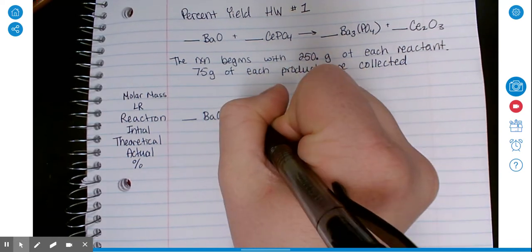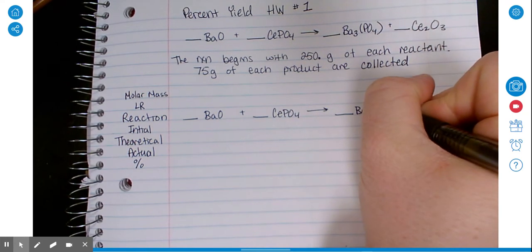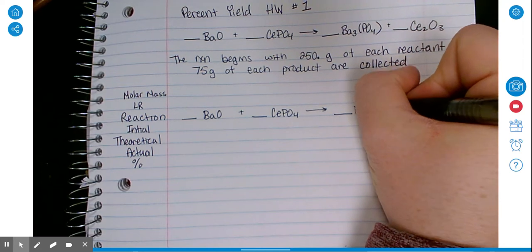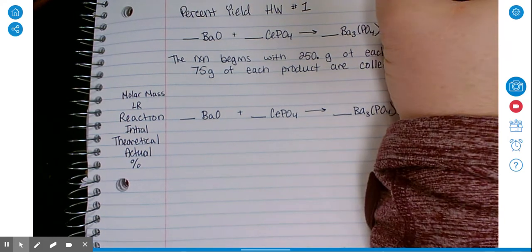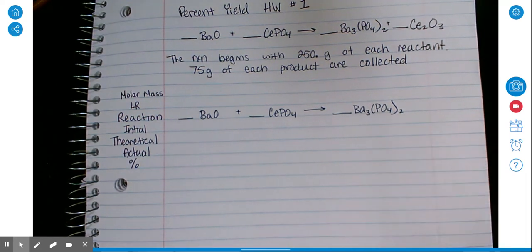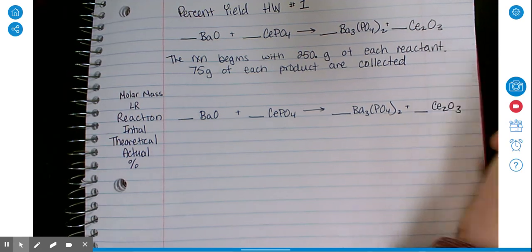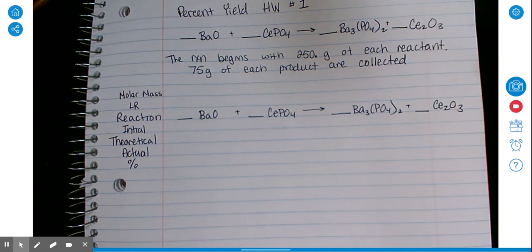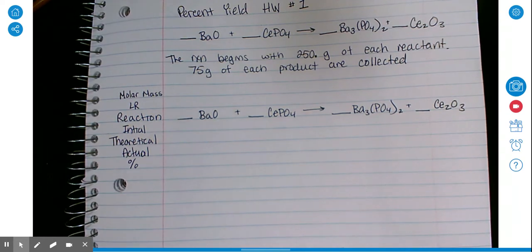Barium oxide. Ba3(PO4)2. Oop, that needs a 2. Sorry, that one needs a 2. So make sure you fix that on your top one. That way you catch the balancing. And Ce2O3. So BaO, CePO4, Ba3(PO4)2, Ce2O3. Good. Okay, so go ahead and fill in our balancing.